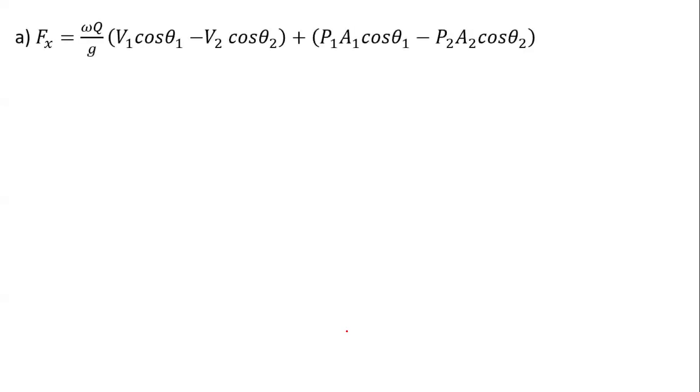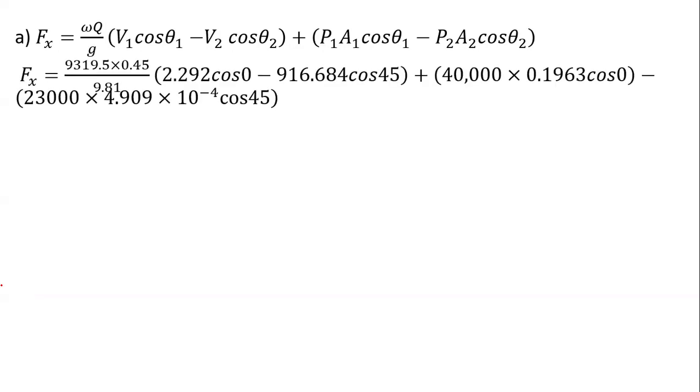Am I done with the data? Yes. So we can now start plugging in. Let's get the horizontal component. We said for the horizontal component, we write Fx is equal to omega discharge over gravity, open brackets, V1 cos theta 1 minus V2 cos theta 2, plus pressure 1, area 1 cos theta 1 minus pressure 2, area 2 cos theta 2.